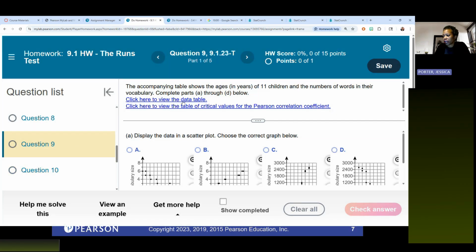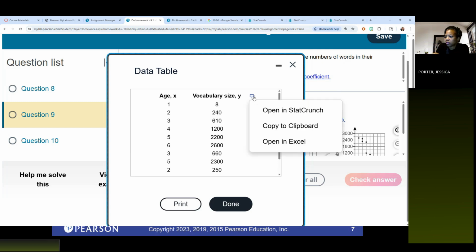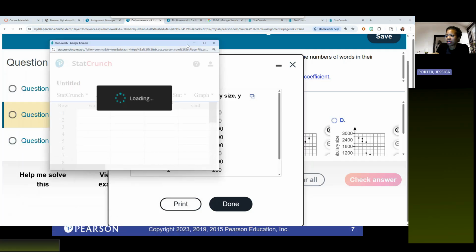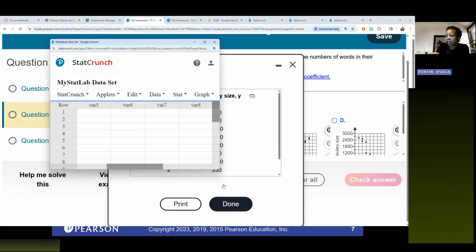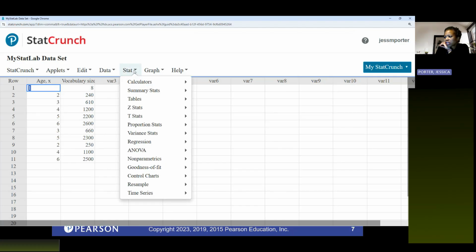Looks like we click here to view the data table. And so, age and vocabulary size, you go to this double window and then open in StatCrunch. That's why I was saying that it's advantageous to use StatCrunch on these particular problems, because it will pull in the data for you from the question.